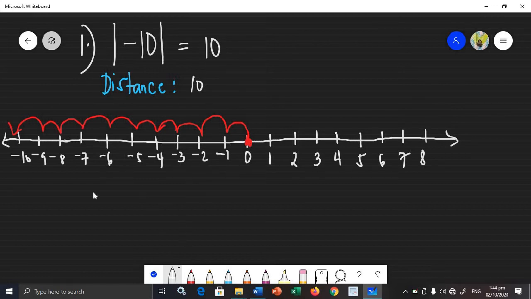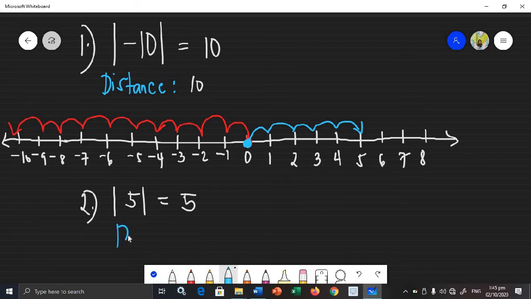Another example, let's say we have the absolute value of 5. We will be getting the absolute value of 5. So, starting again from 0, we will go to 5 on the number line. Okay? So, 1, 2, 3, 4, 5. How many units is that? 5. Therefore, the absolute value of 5 is 5. Because that is its distance from 0. 5 units. So, therefore, 5 is the answer.